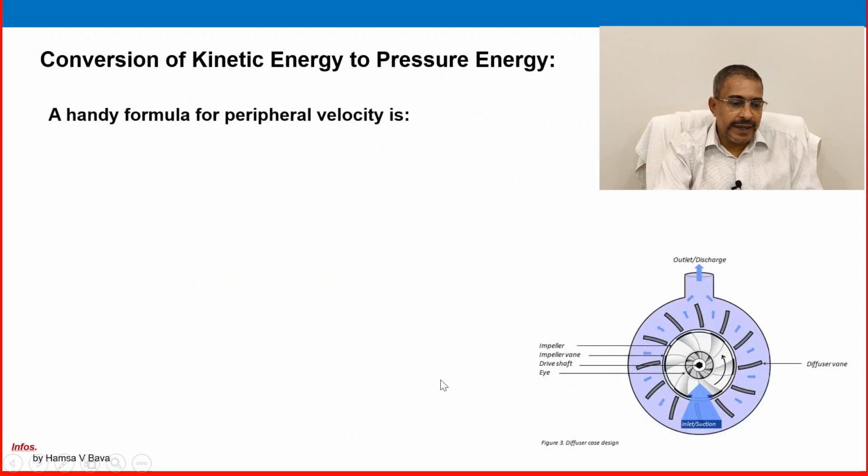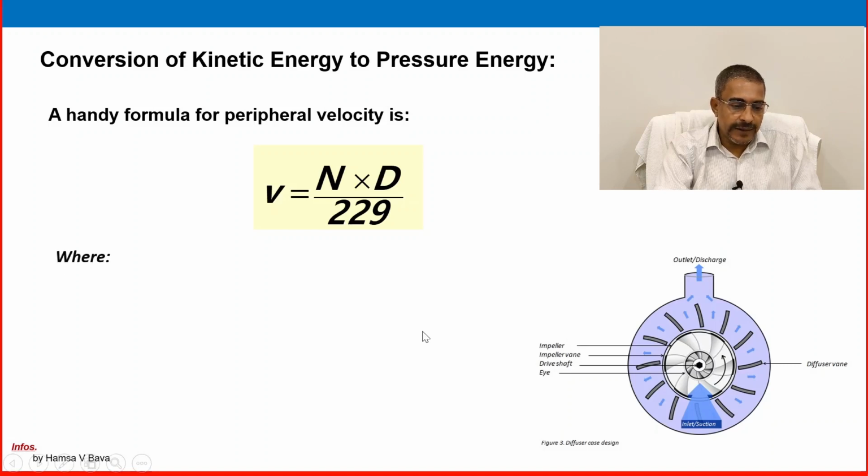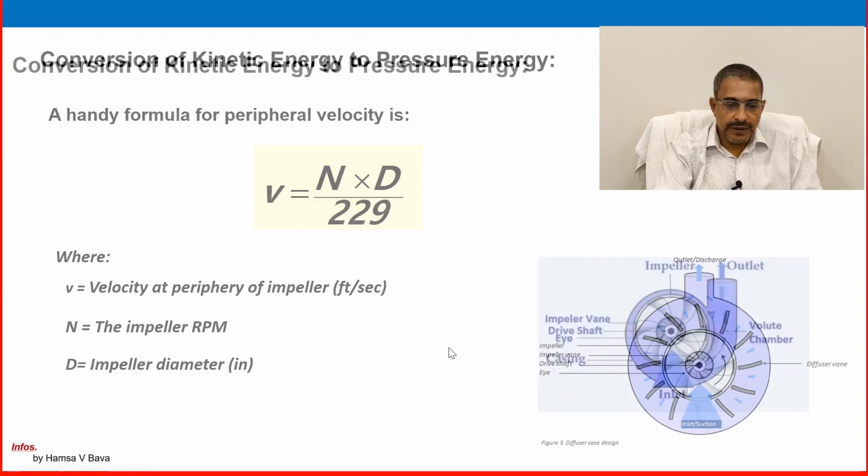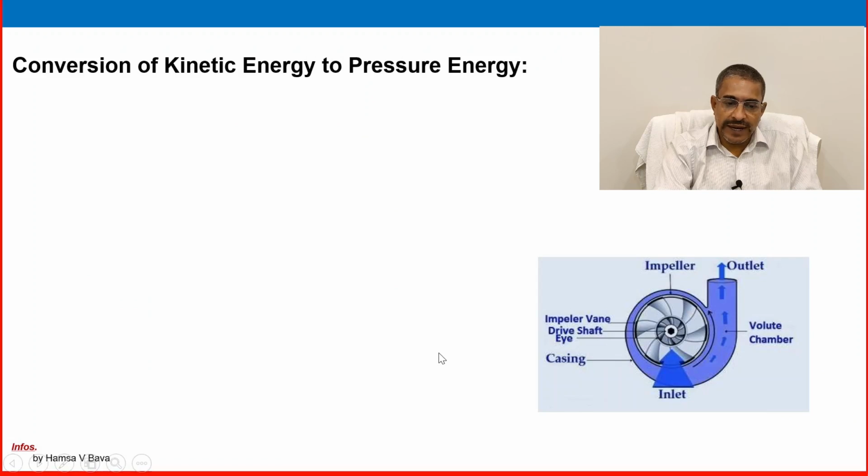So a handy formula for the peripheral velocity is V = N × D / 229, where V is the velocity at the periphery of the impeller in feet per second, N is the impeller RPM, and D is the impeller diameter. So the kinetic energy is converted into pressure energy.